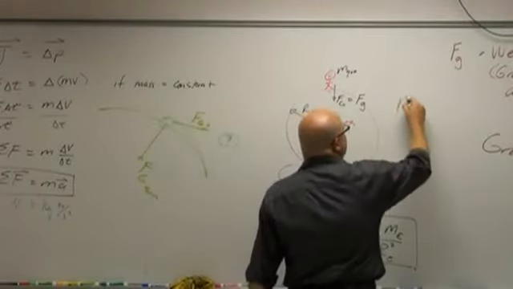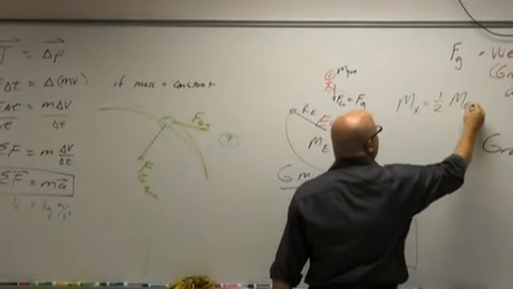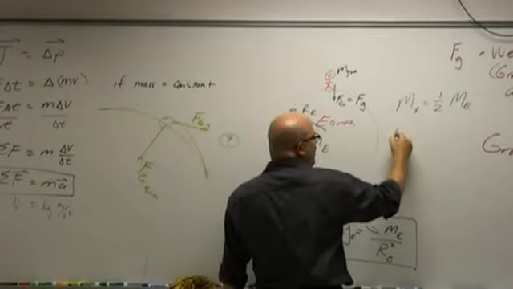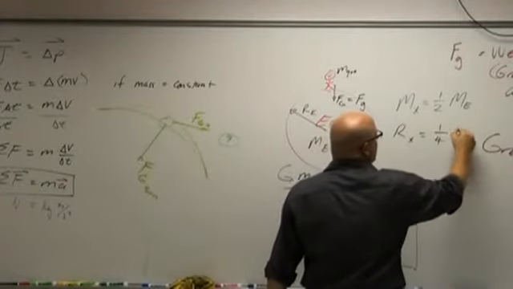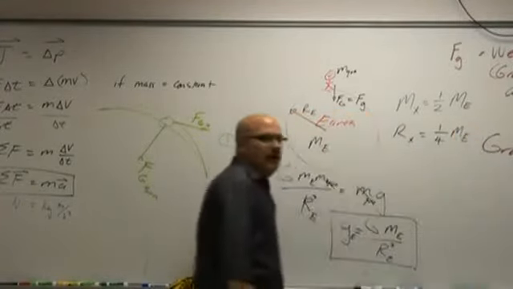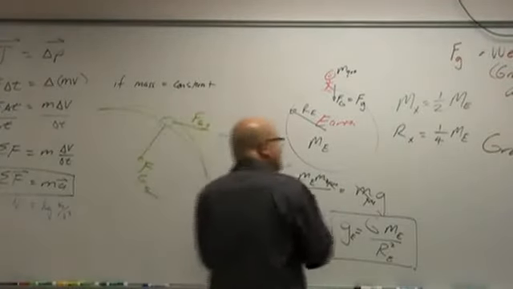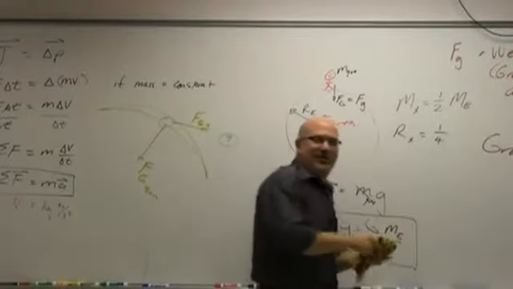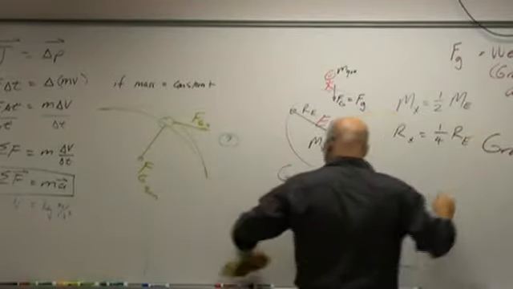Let's say the mass of planet X equals 1/2 of the mass of Earth. And the radius of planet X is only 1/4 the radius of Earth.